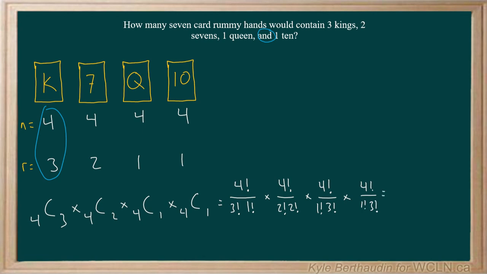You could go through and simplify these values. We would end up with our 4 terms there, being 4 multiplied by 6 multiplied by 4 multiplied by 4. And that gives us a total number of 7-card rummy hands equaling 384.